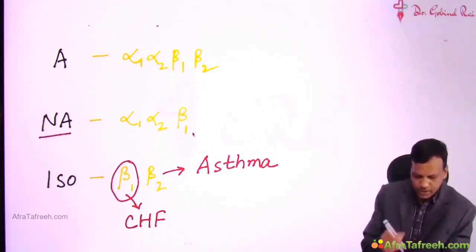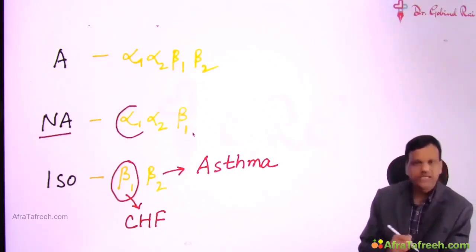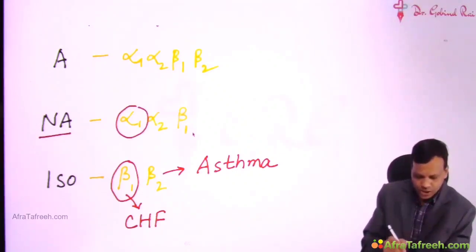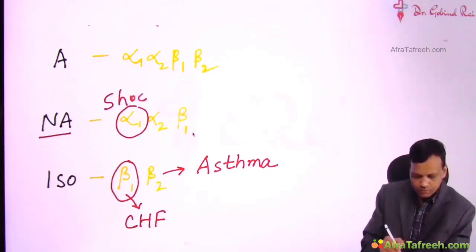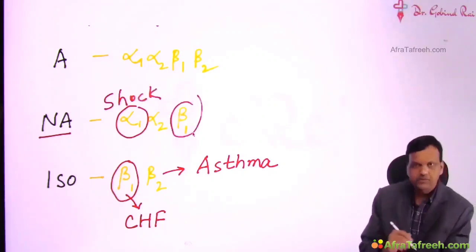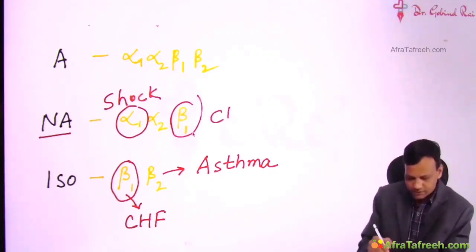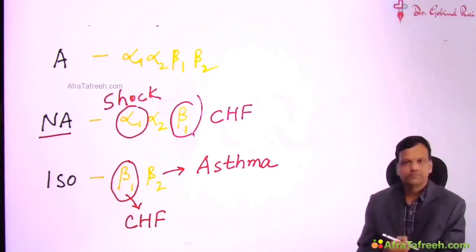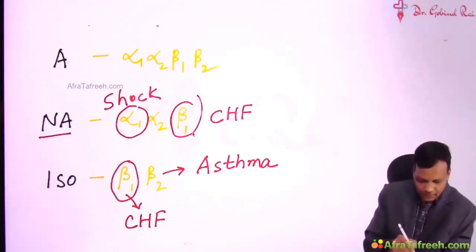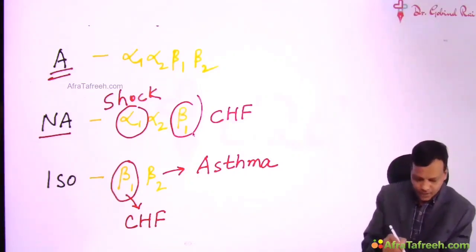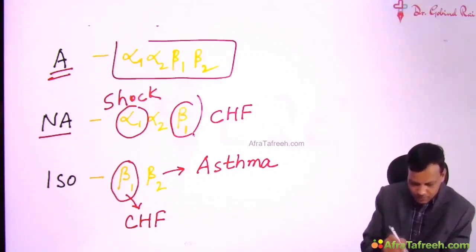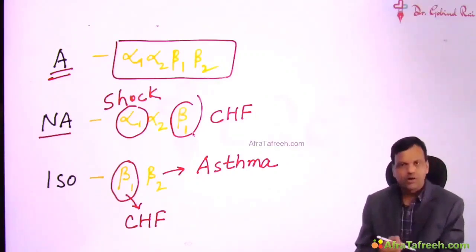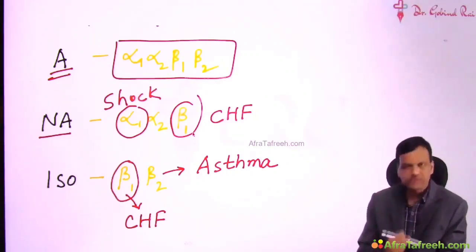Now noradrenaline stimulates the alpha-1 receptor, which will increase the blood pressure. So we can use it in shock. It also stimulates the beta-1 receptor, so we can use it in congestive heart failure. Adrenaline, technically speaking, stimulates all the receptors, so it can be used for almost all these indications: shock, CHF, asthma.